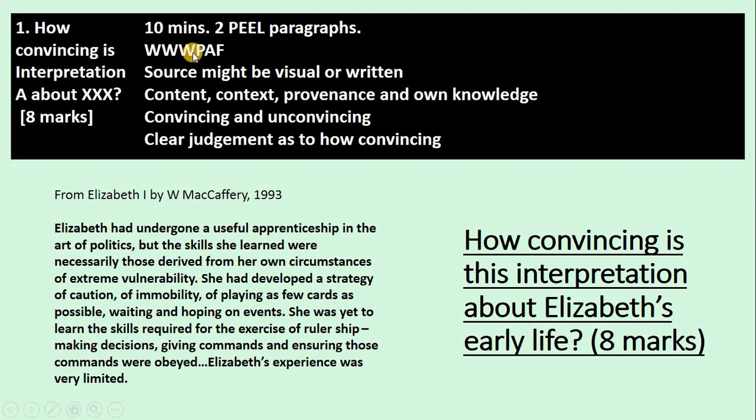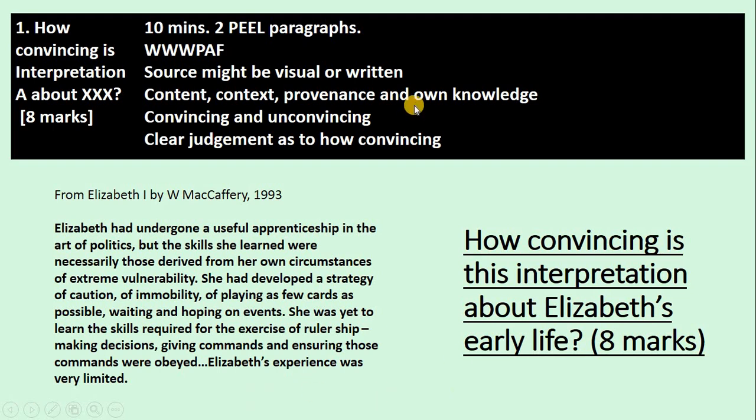2 PEEL paragraphs, probably a good idea to focus on what is convincing about it. What is it within the interpretation that ties in with your understanding of Elizabeth's early life? Keep rereading the question carefully, so totally focus on answering it. And for your second PEEL paragraph, what is unconvincing about the source? How does it not fit into your understanding about Elizabeth's early life?